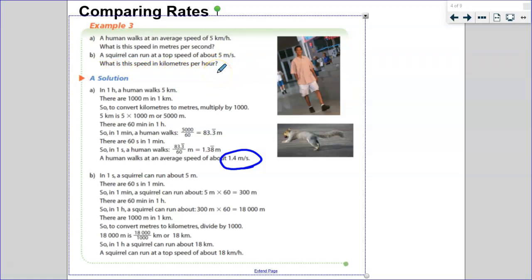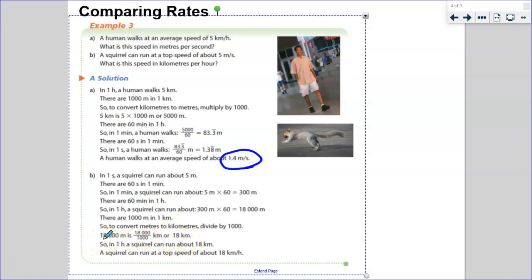Again, we've got a whole bunch of conversions to do here. So in 1 second, 5 meters. There's 60 seconds in a minute. So in 1 minute, we're going to take that 5 meters, times it by 60 to get 300 meters. Now we know there's 60 minutes in an hour. So in 1 hour, the squirrel can run about 300 times 60, which is 18,000 meters. 1,000 meters in a kilometer. So we got to convert that by dividing by 1,000. And we get 18 kilometers.